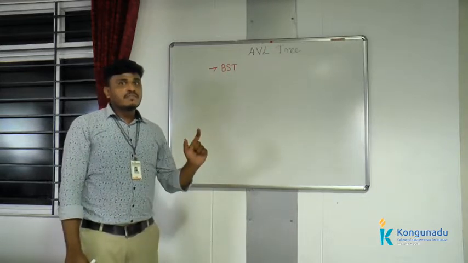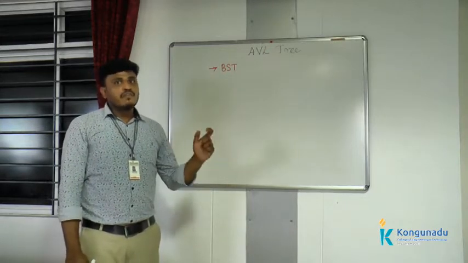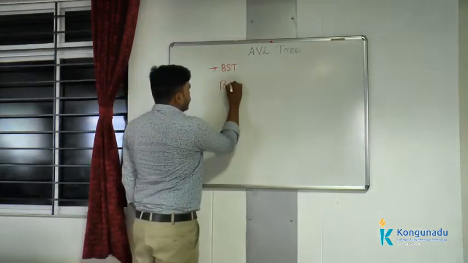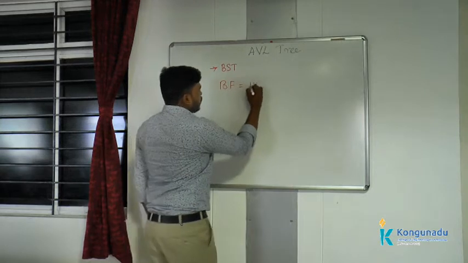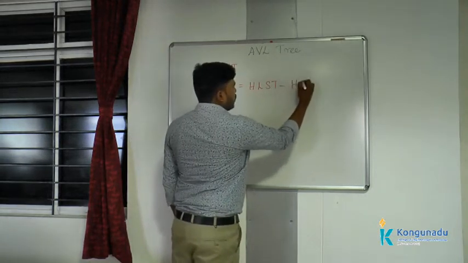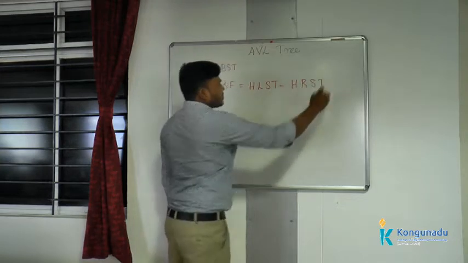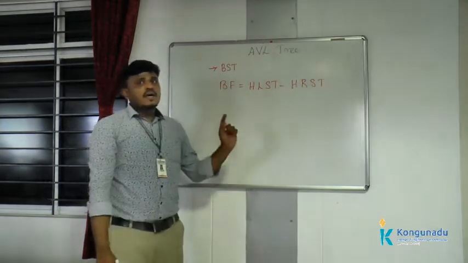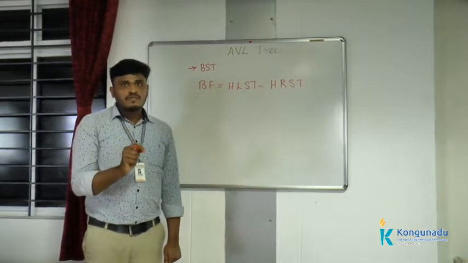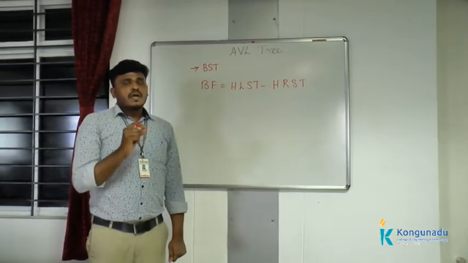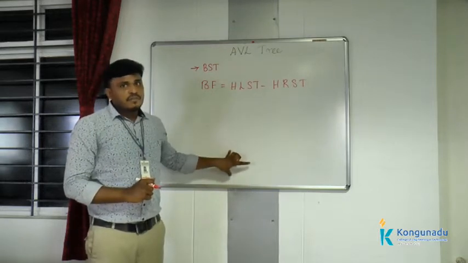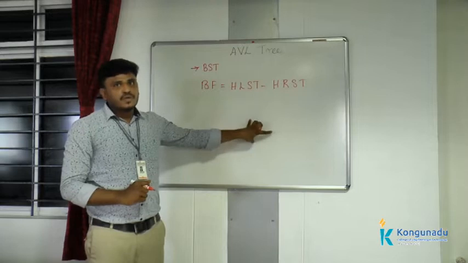The balance factor is calculated using a formula: BF is equal to height of left subtree minus height of right subtree. The height is calculated using some set of functions. Here, the height is the longest path from leaf to root node.